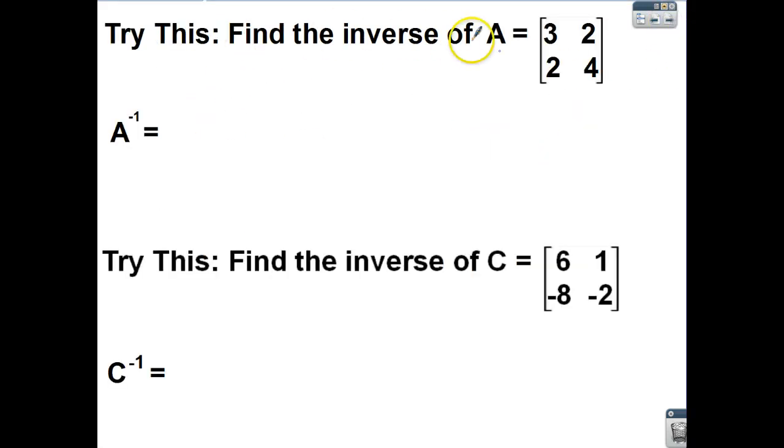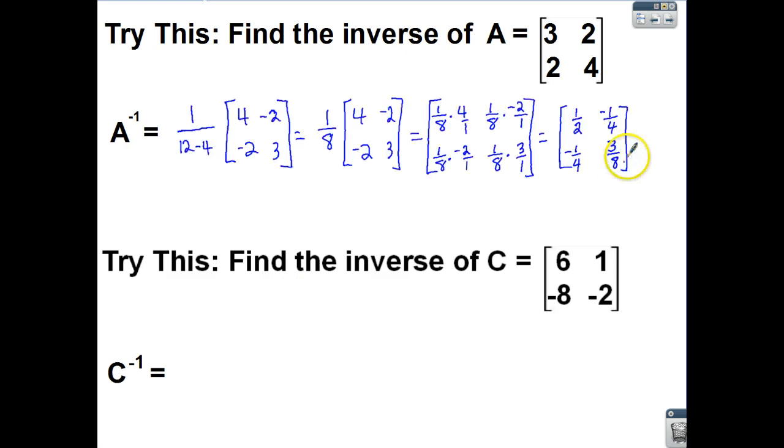All right, so find the inverse of A. Okay? So I'm going to go ahead and give you a little time to do this one. Okay, well, you should have gotten this matrix right here: 1/2, -1/4, -1/4, 3/8. Okay, going through it real quick here, 1 over the value of the determinant. The determinant is going to be 3 times 4, or 12, minus 2 times 2, which is 4. So the fraction out front is 1/8.